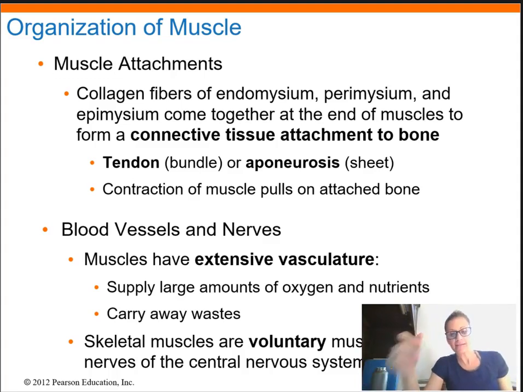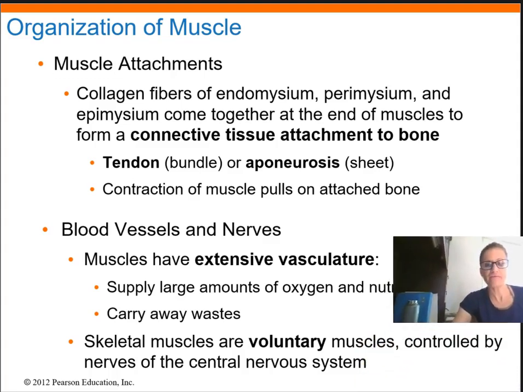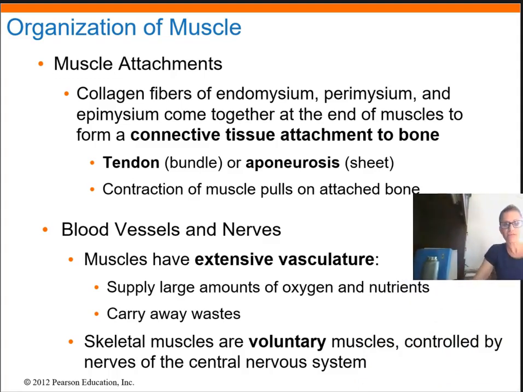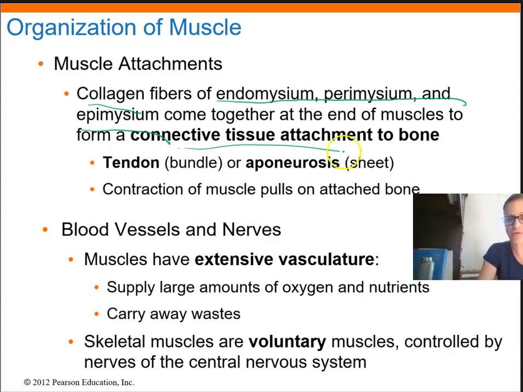At the end of the muscle fiber, we see the collagen, the strong protein, from all of those connective tissue layers. The collagen fibers from the endomysium, perimysium, and epimysium all fuse together at the end of the muscle. And that's how we form tendons, for example. That's how we form the connective tissue attachments to bones.